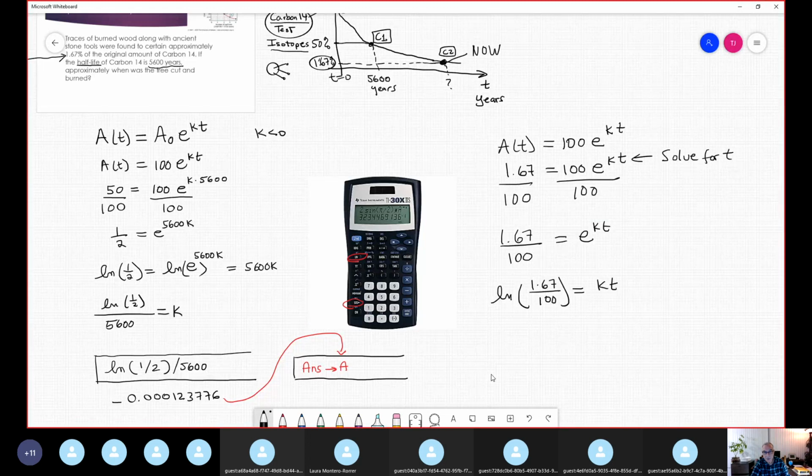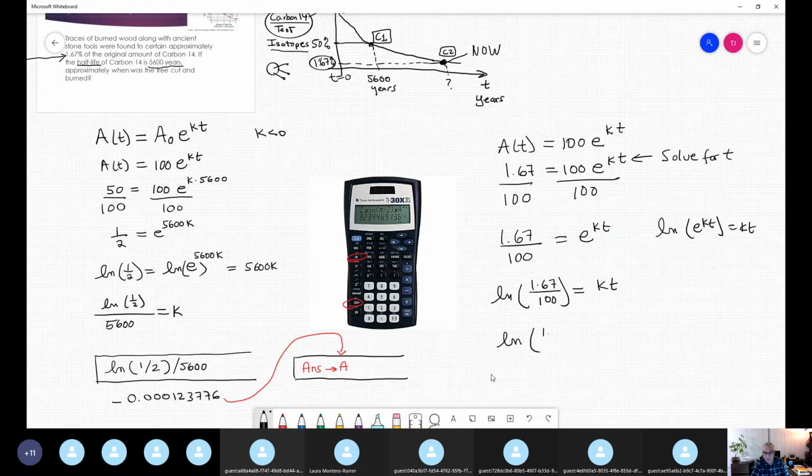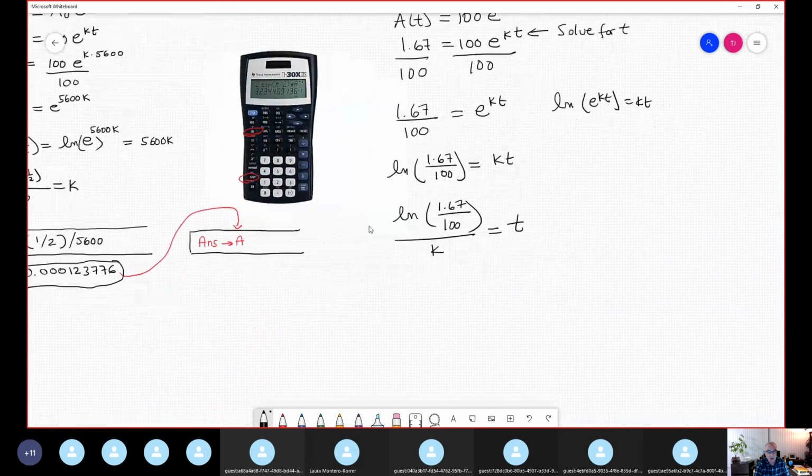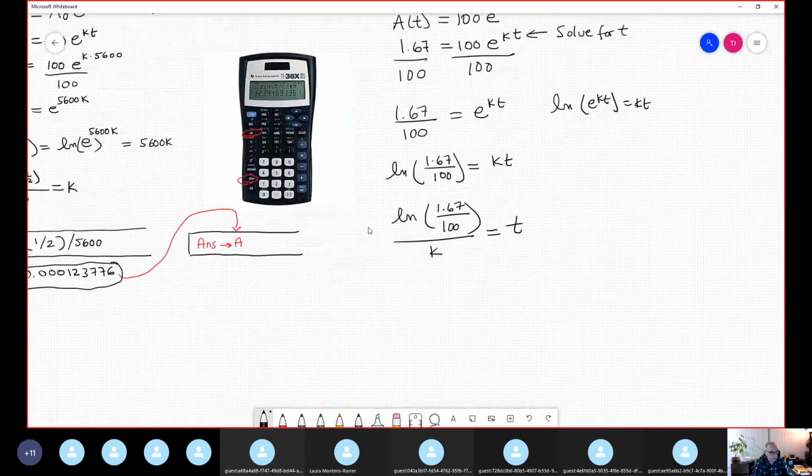I don't want to repeat again. Well, okay, the natural logarithm of e to the kt is kt. Finally, t is my goal, so I divide this by k. And remember, k is that number, which we have inside the memory of the calculator. Divided by k. Let's do it. And this is the time that represents the age of these antiquity tools.